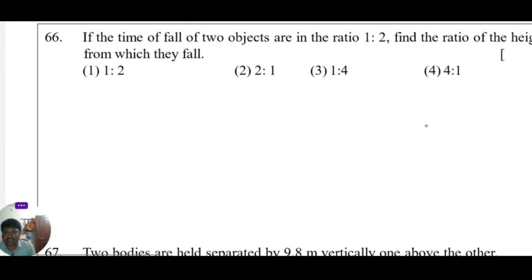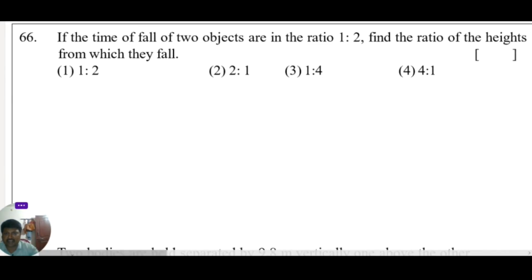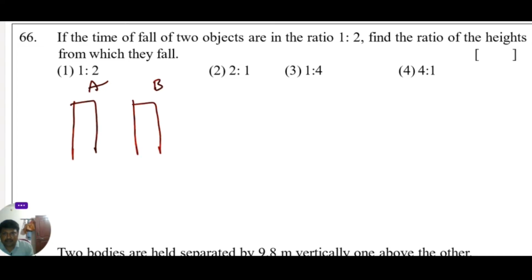66th question. If the time of fall of two objects are in the ratio 1:2, then find the ratio of heights from which they fall. Consider one object is A, another object is B. For A object the time taken is T1, for B object the time taken is T2. Suppose this height is H1, this height is H2. Already we know very well, if distance is given and time is given, use second equation of motion, s equal to ut plus half at square.